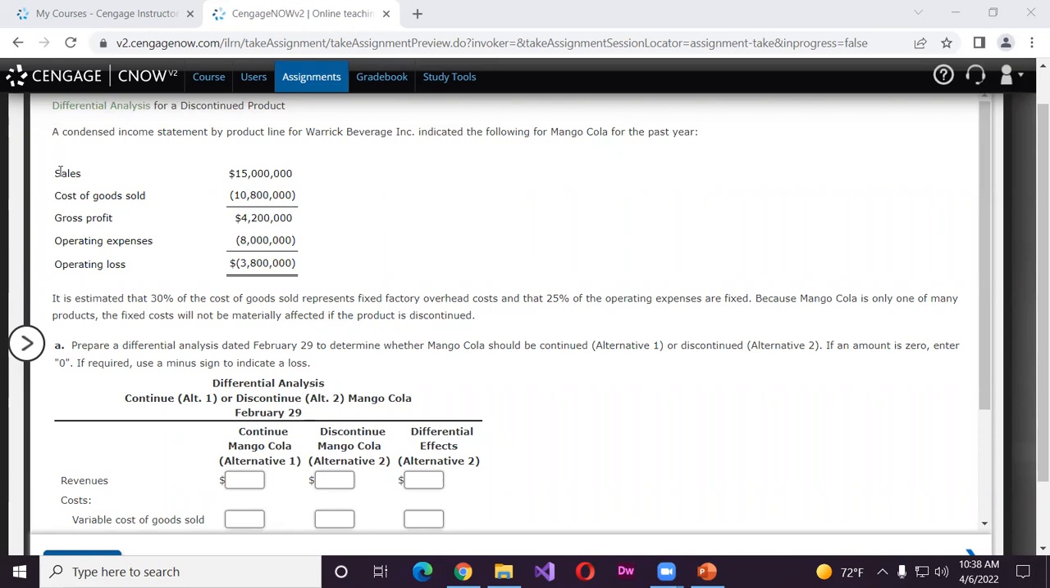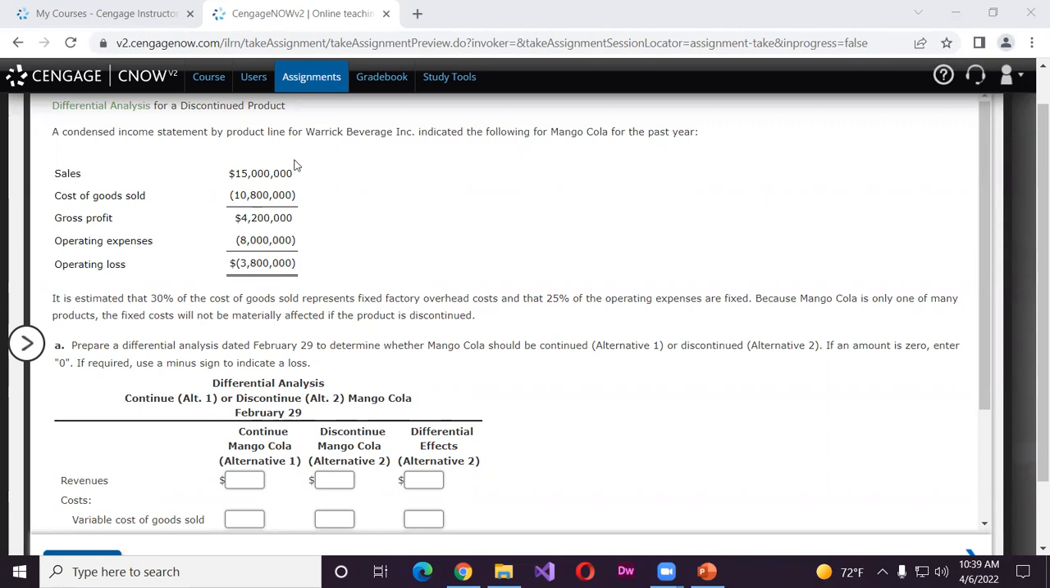But so sales, cost of goods sold, gross profit. So we can see there's an operating loss of $3,800,000 on this product. It's estimated that 30% of the cost of goods sold represents fixed factory overhead costs, and 25% of the operating expenses are fixed. So because Mango Cola is one of many products, the fixed cost will not be materially affected if the product's discontinued. So it wants us to do this differential analysis.